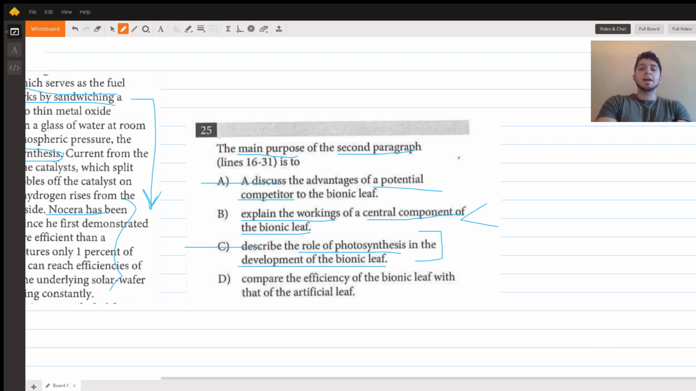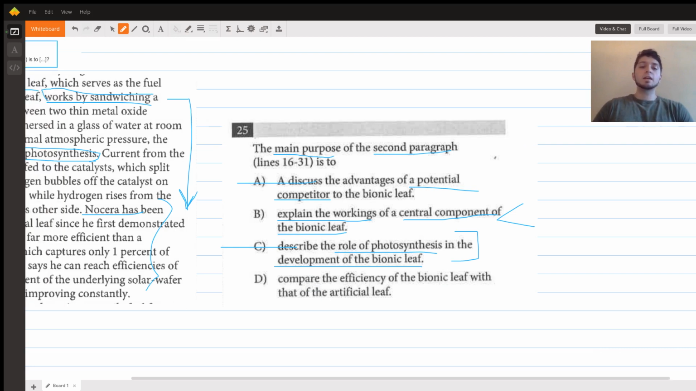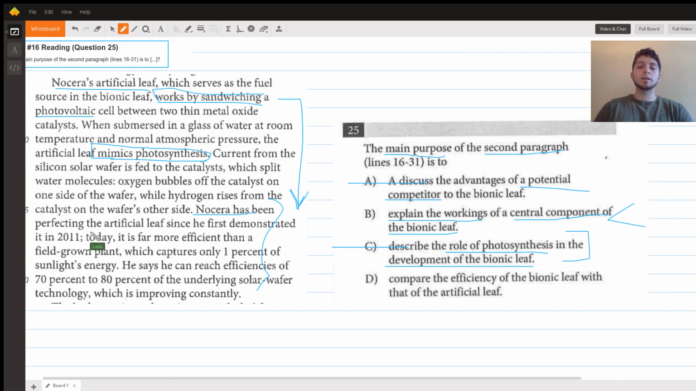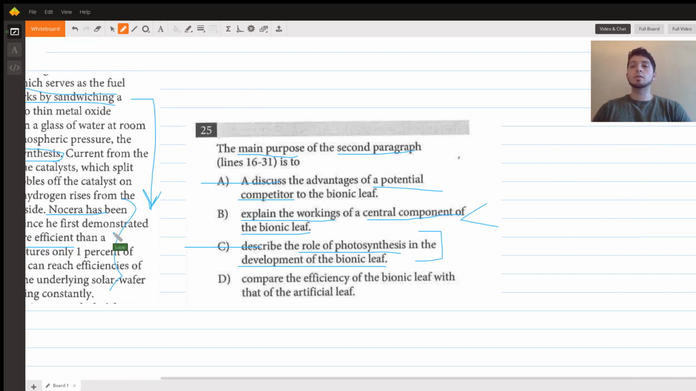D says that the paragraph serves to compare the efficiency of the bionic leaf with that of the artificial leaf. And that's incorrect because the only efficiency that's compared is down here, where we're comparing the artificial leaf as more efficient than a field-grown plant. So we're comparing the efficiency of the artificial leaf to naturally occurring plants and the difference in their ability to photosynthesize. So we're not comparing the efficiency of the bionic leaf to that of the artificial leaf.